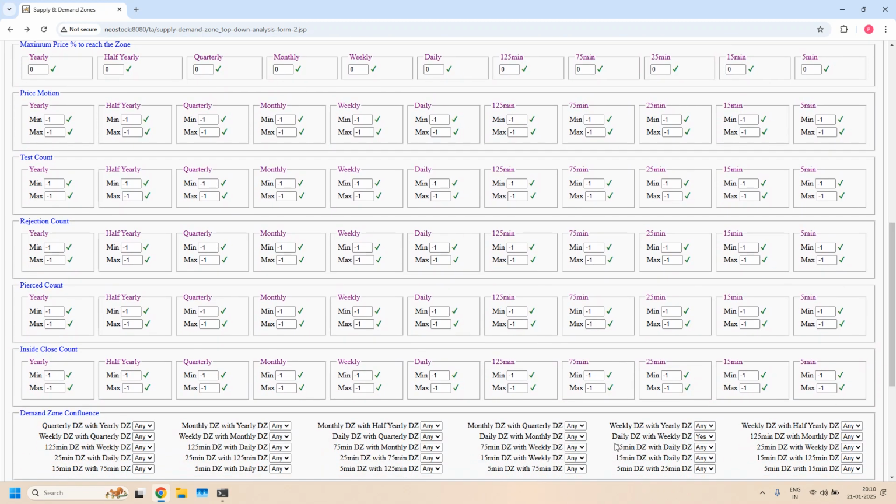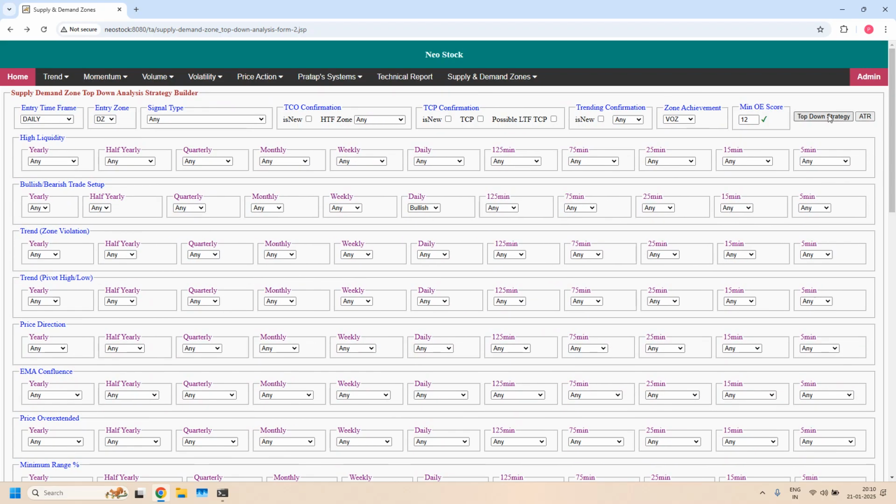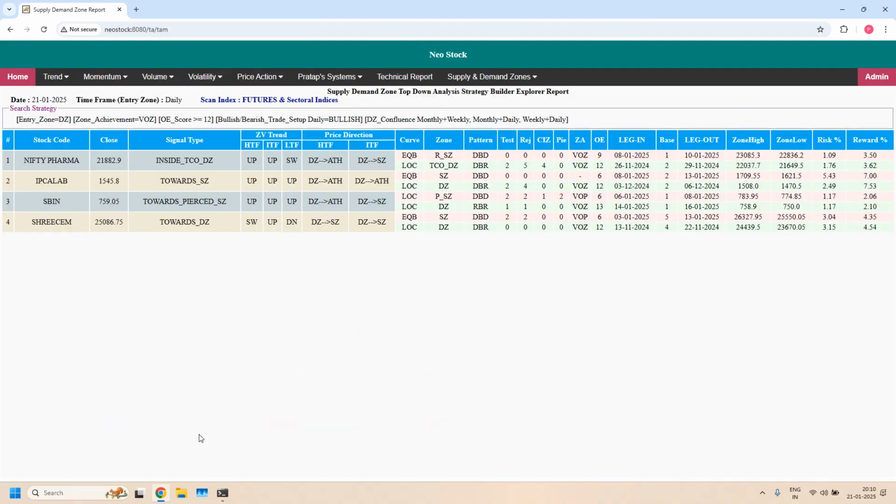First filter is already enabled, that is daily with weekly. Next, daily demand zone with monthly demand zone confluence, weekly demand zone with monthly demand zone confluence. With all the 3 filters, LTF, ITF, HTF demand zone confluence, we got 4 stocks. In these 4 stocks, these daily demand zones are part of the weekly demand zone, both together again part of the monthly demand zone.